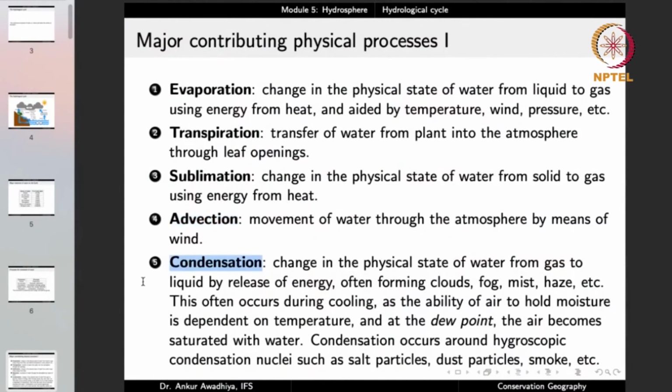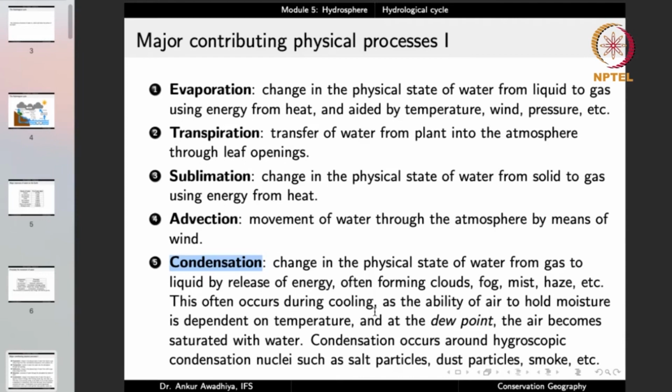Then we have condensation. Condensation is the opposite of evaporation. So in condensation, it is a change in the physical state of water from gas to liquid by release of energy. So in the case of evaporation, it required energy. In the case of condensation, it releases energy, often forming things such as clouds, fog, mist, haze, etc. This often occurs during cooling because you have to release energy in the form of heat. So this release of energy will happen in a cool surrounding.